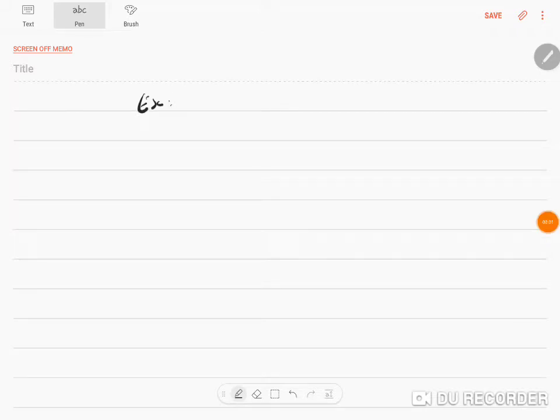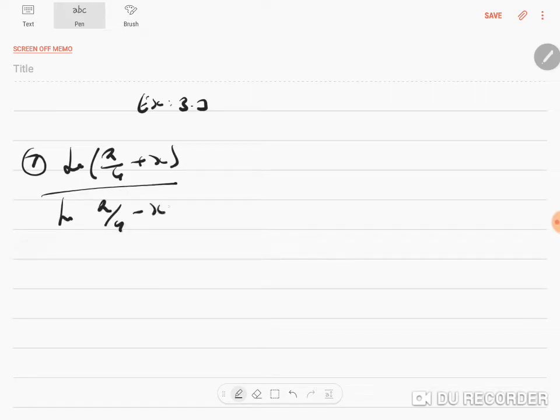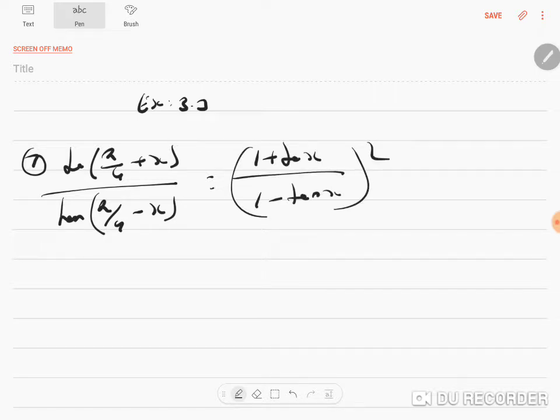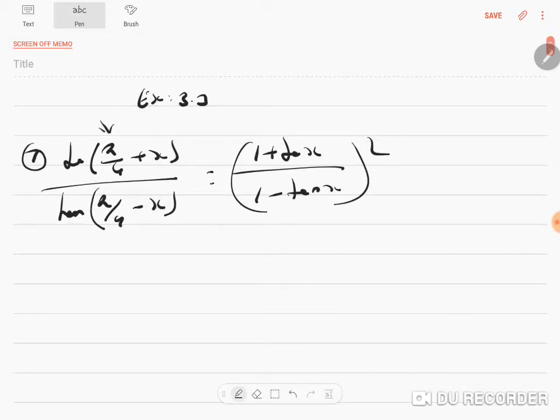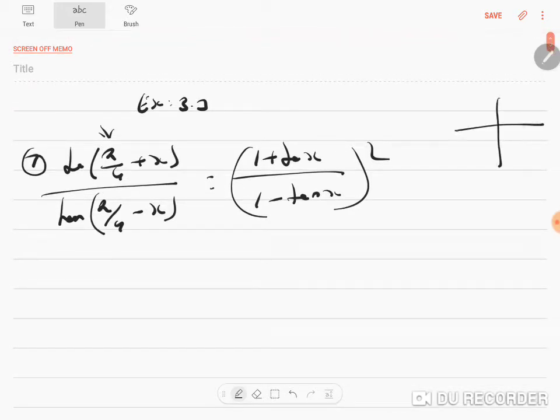So, exercise 3.3, let us continue with the seventh sum. Seventh sum is tan(pi/4 + x) / tan(pi/4 - x), you have to prove it to be ((1 + tan x)/(1 - tan x)) the whole square. So, let us see, this is pi by 4, it is not y axis or x axis, correct, it is pi by 4 plus x.